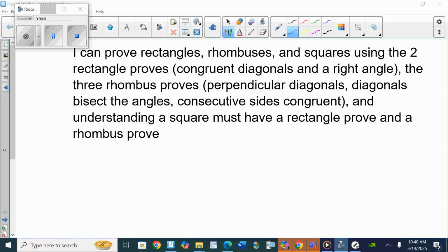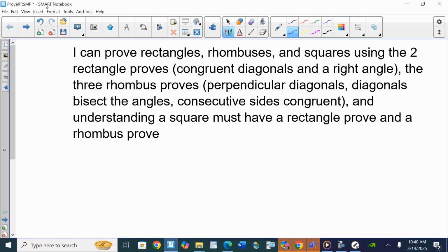Hello, everybody. Another mini proof lesson leading to another commonly asked 4 point question. Well, not so commonly asked anymore, but definitely possible. I can prove rectangles, rhombuses, and squares using the two rectangle proofs: congruent diagonals and a right angle. The three rhombus proofs: perpendicular diagonals, diagonals that bisect the angles, consecutive sides congruent. And understanding that a square is both, it must have a rectangle proof and a rhombus proof.